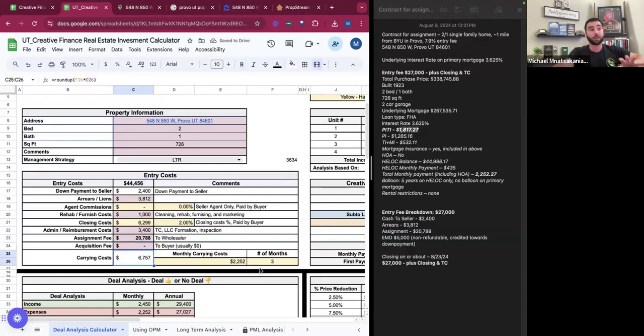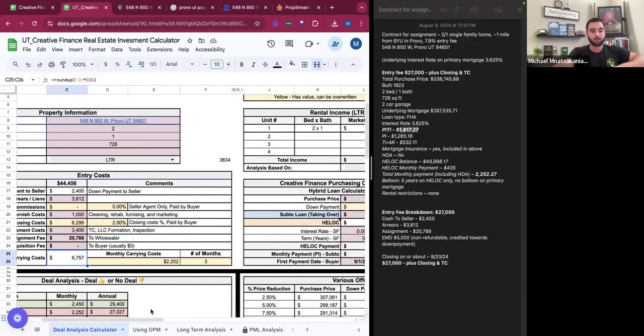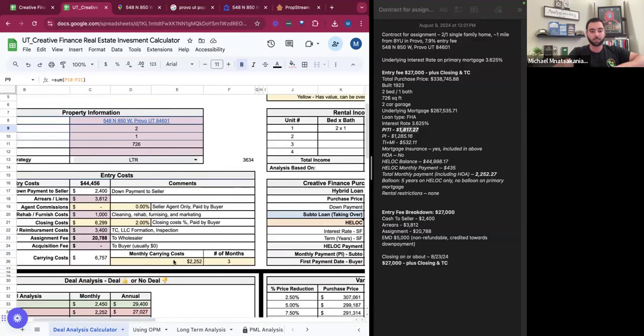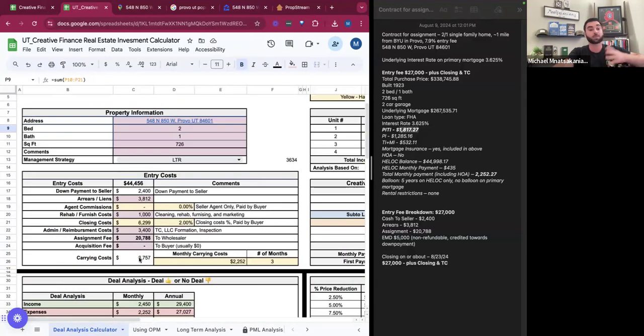I account for 3 months of carrying costs, which are basically your expenses. See the 2252. That's your 3 months of expenses. So it's your expenses times 3. And I set that aside as reserves for the property, just in case it takes a little time to get the property ready and rented and all that stuff. You have money set aside, as opposed to not having money set aside.